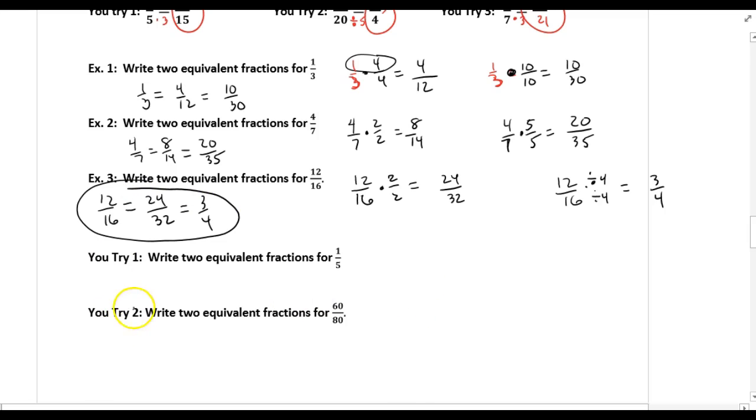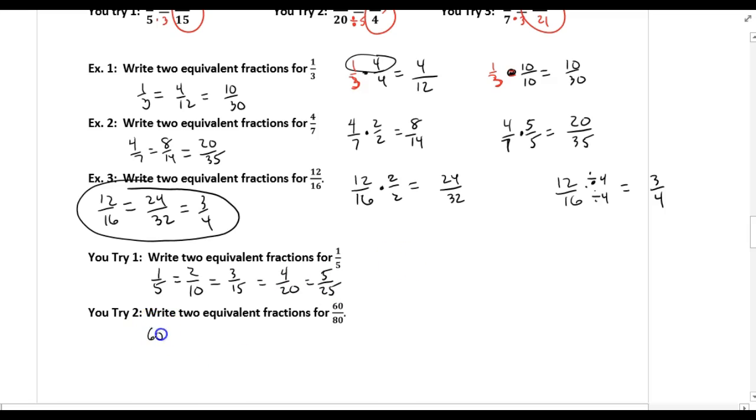So do the you-tries, and again, there's multiple answers, so you might get different answers. So come back and check to see if you get any of the same. Right? So we have 1/5 is equal to, you could have 2 over 10, you could have 3 over 15, you could have 4 over 20, you could have 5 over 25. Right? You could have many other different ones.